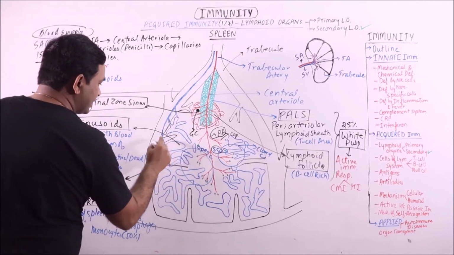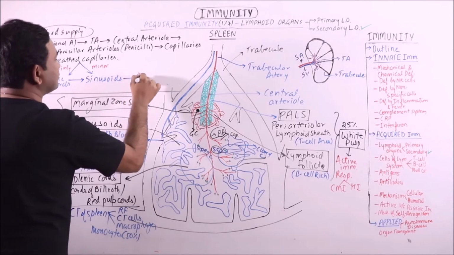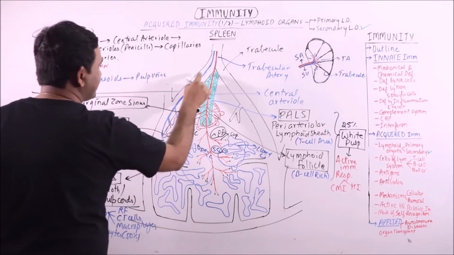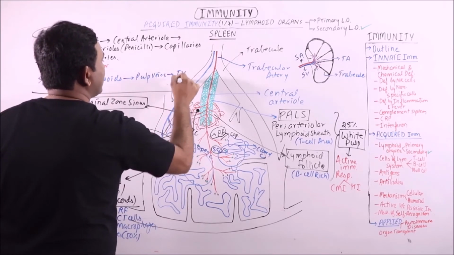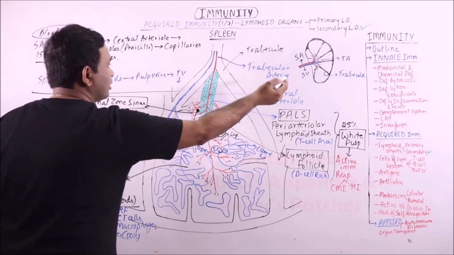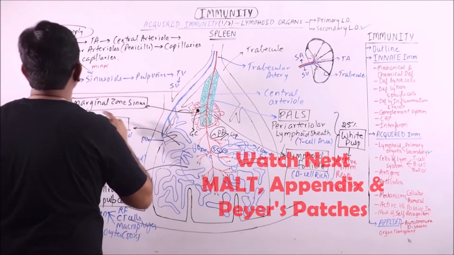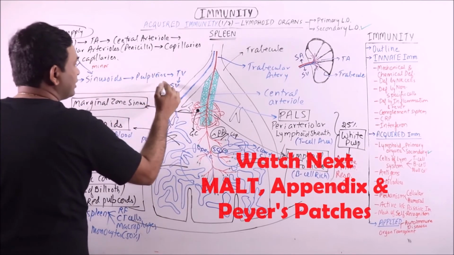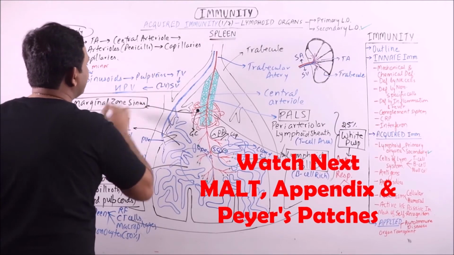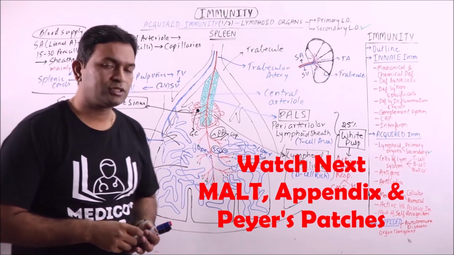Then sinusoids will give rise to small veins. These are known as pulp veins. These pulp veins will reunite and form the trabecular veins. These trabecular veins, 6 or more in number, will fuse to form a common splenic vein, which is also known as the lienal vein. And finally, it will open into or contribute to the hepatic portal vein. So this is the structure of a spleen.